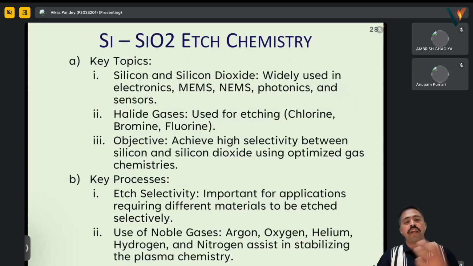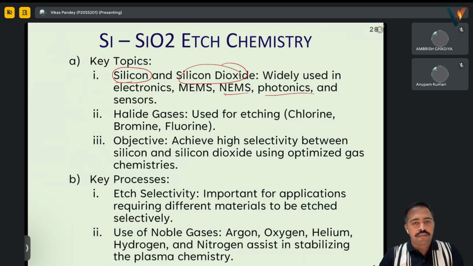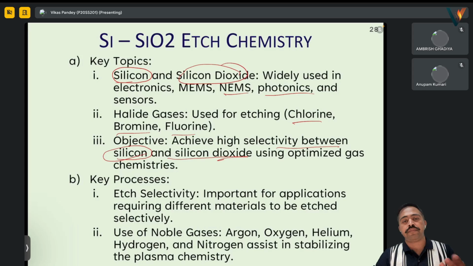So what is the chemistry involved for SiO2 etching? Since silicon and silicon dioxide are widely used in electronics, MEMS, NEMS, photonics and sensors, we need to see how the dry etching of Si and SiO2 happens. Mostly halide gases like chlorine, bromine, fluorine are used for the etching, and it has to be highly selective between silicon and silicon dioxide, because generally SiO2 is used as the mask to cover the area that we don't want to remove, or it is there in some other layer, and we don't want it to be removed.